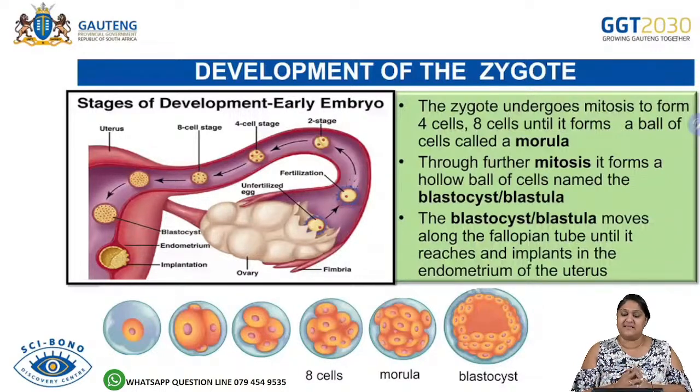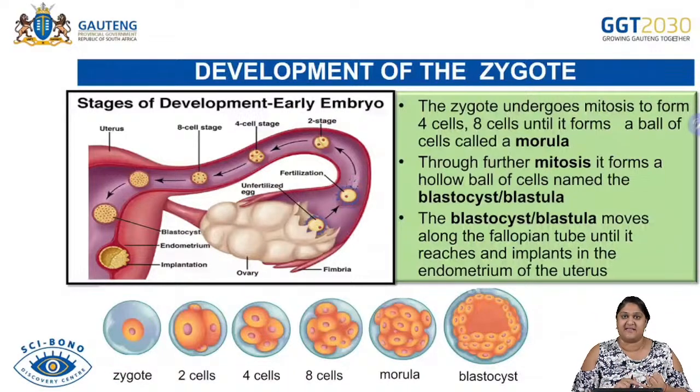And how does it implant? It implants because this blastocyst now has different layers, which are called extraembryonic membranes, so you need to know them. What are they? They are the chorion and the amnion. Let's start with the chorion. That's the outermost layer. Then we have the amnion. We've got an amniotic sac, which has amniotic fluid.